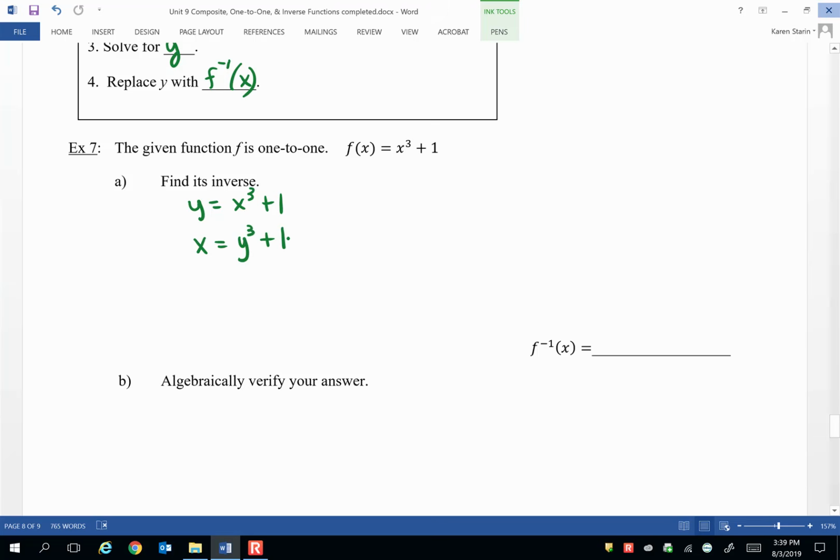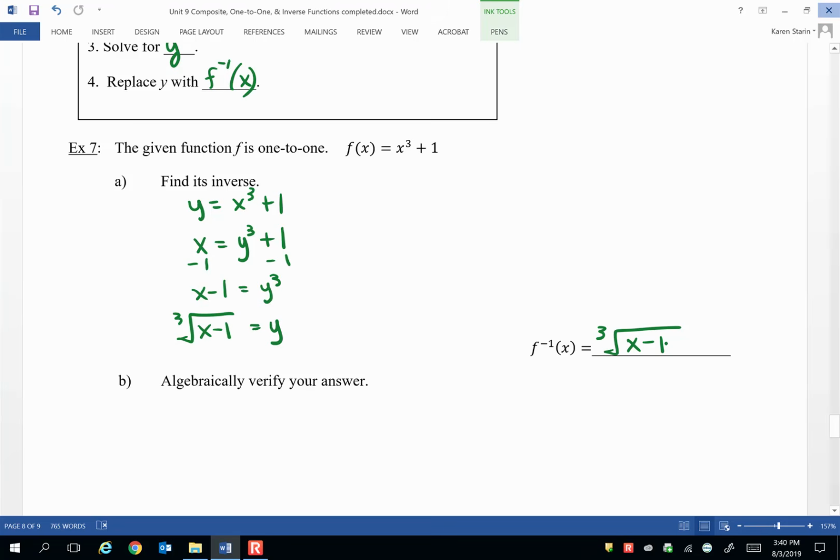Now solving for y means we need to isolate y first. So we're going to subtract 1 from both sides of the equation. We'll have x minus 1 equals y cubed. And now finally, to solve for y, we take the cube root of both sides, so we would have the cube root of x minus 1. And the last step will be to replace y with f inverse of x. So f inverse of x will be the cube root of x minus 1.